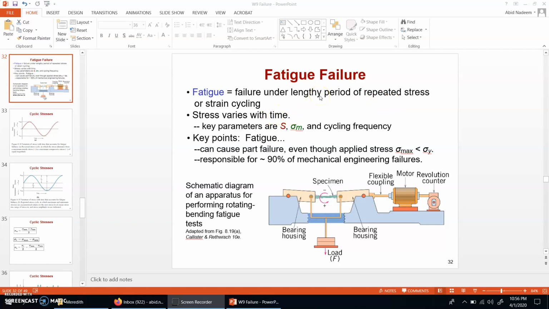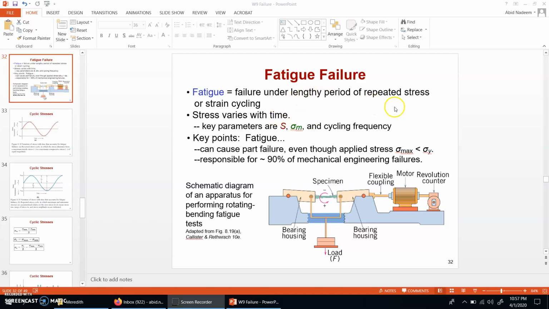So that means if the load on the material is being applied on a repetitive basis, for example, on the bridges. Generally you can see that the buses or cars are passing by on the bridge. So this constant flow of buses and traffic on the bridge causes repeated loads on the bridge. Therefore, the bridge is subject to constant repeated stresses and strain cycling.